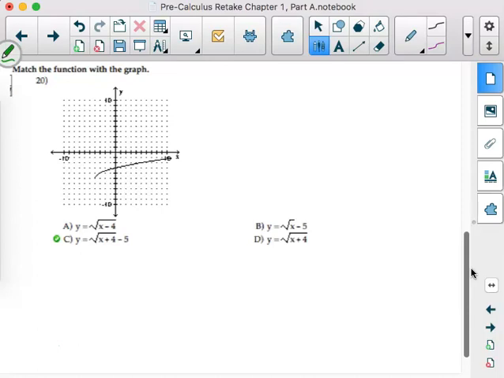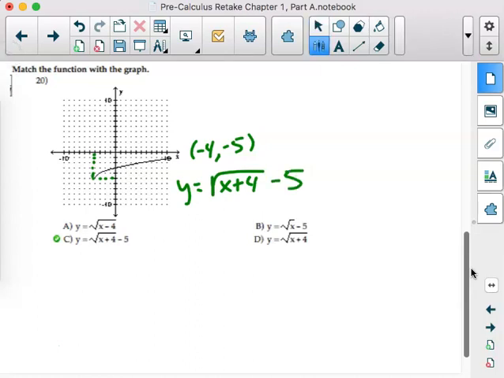All right, this one says match the function with the graph. And when you look at it, you should be thinking, okay, that's got to be one of those square root graphs. Let's see. Right here, -4 and -5. That would be where my new starting place is. So that would mean it's going to look like x plus 4 and then a -5 in the back. And that, of course, is answer C.